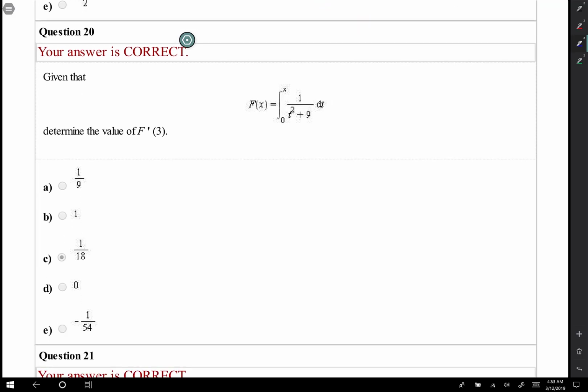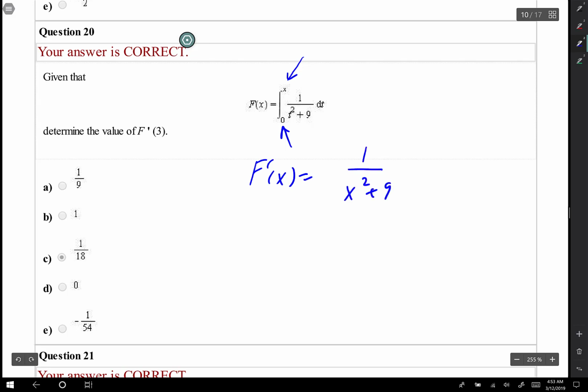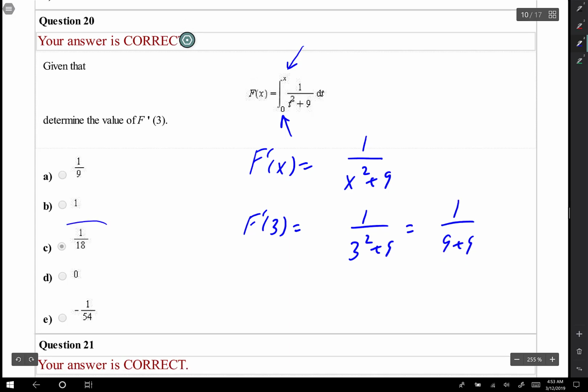All right, determine the value of f prime of 3. All right, first let's take the derivative. Check that you have an x on the top and a constant on the bottom. I do. So f prime of x is equal to 1 over x squared plus 9. And now I'm going to plug in a 3. F prime of 3 is equal to 1 over 3 squared plus 9. So 1 over 9 plus 9, so 1 over 18.